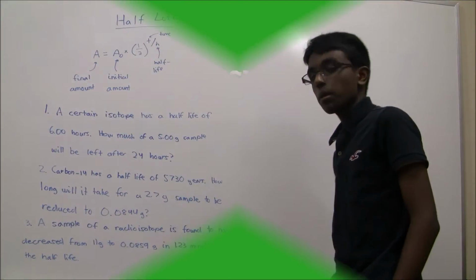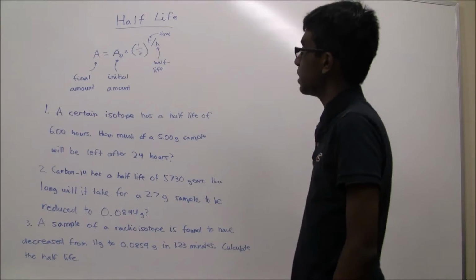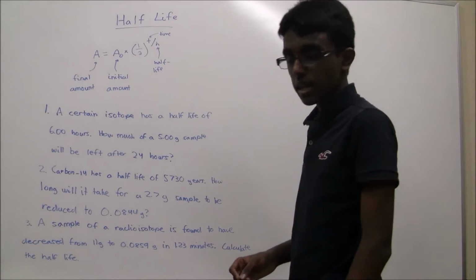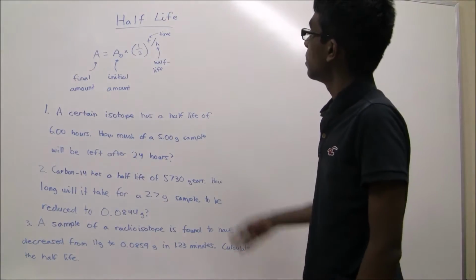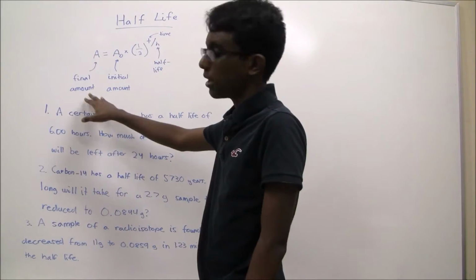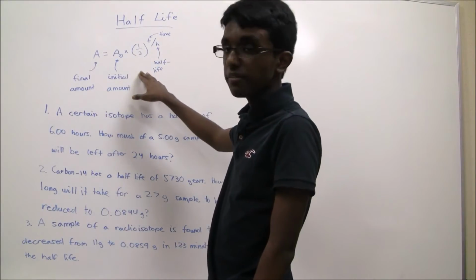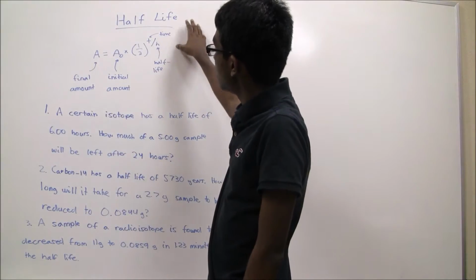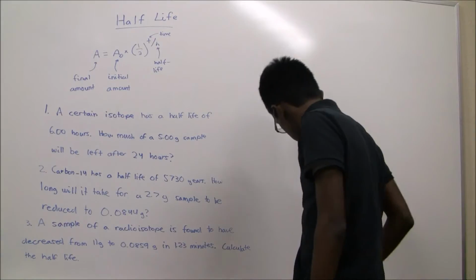In this video, I'm going to be talking about half-life and doing a few example problems. Half-life is the amount of time it takes for half of a radioactive substance to decay. The half-life formula is the final amount of a radioactive substance equals the initial amount of that substance times 1/2 raised to the time divided by the substance half-life. Let's look at a few problems.